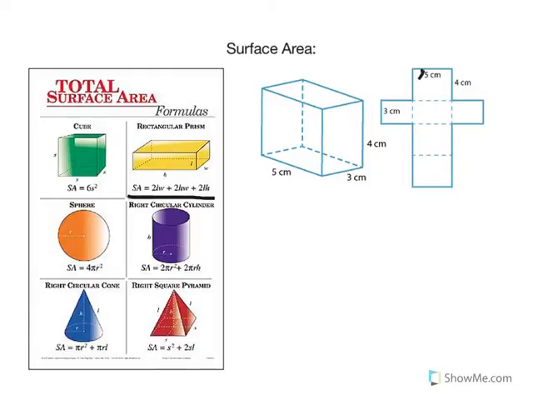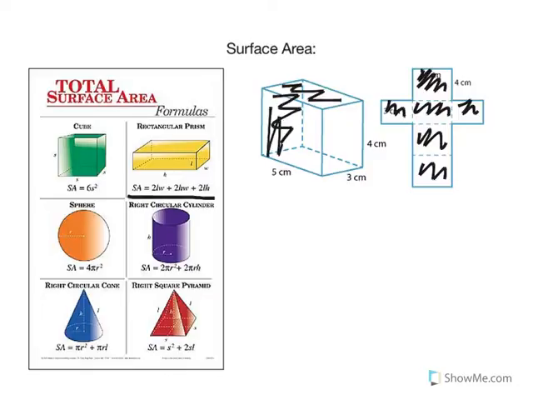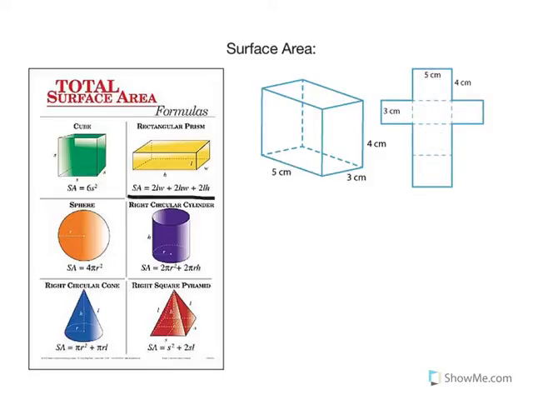So you're finding the area of this, this, this, this, this, and this. And that's the total surface area. That's the same thing as finding the area of all of these sides. Okay? All of these sides. Okay? And so that's what total surface area is. And so we're going to find the area of each of these sections.